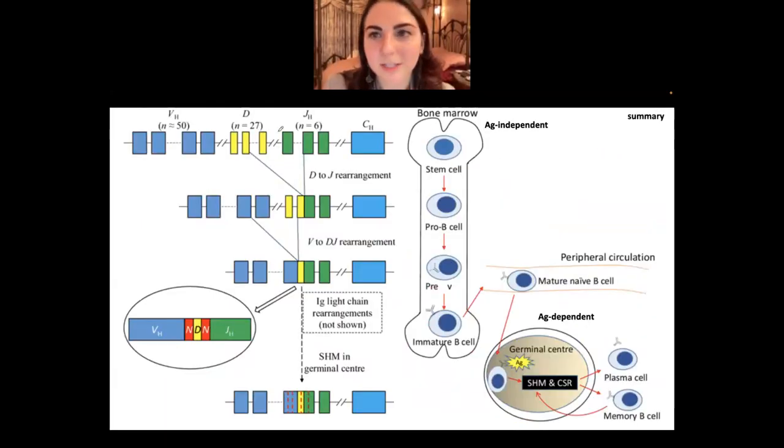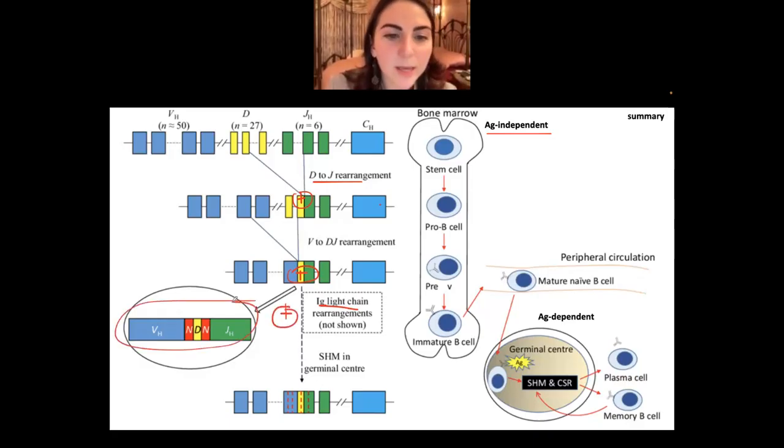All right, so here's another summary. This is an overall summary, but again, it's all the same thing we talked about. First, we get antigen independent development of diversity. So we go through DJ rearrangement, positive selection, VDJ rearrangement, positive selection. Then, it's not shown, but we're going to get the light chain rearrangements and then positive selection to give us our final mRNA.